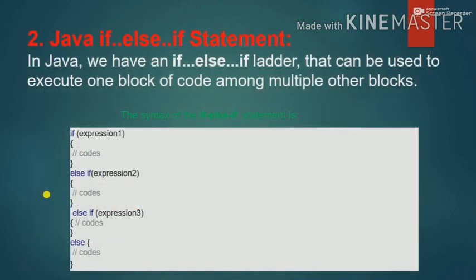Next is multiple if. In Java we have if else if ladder. So this is the syntax. If the first condition is true, this statement will execute and it will terminate. If this statement is false, it will be checked in the next part. If it is not true again, then it will be checked over here in the third part. If all conditions are false, then the else part will execute. So this is multiple if, or sometimes it is called the if else if statement.